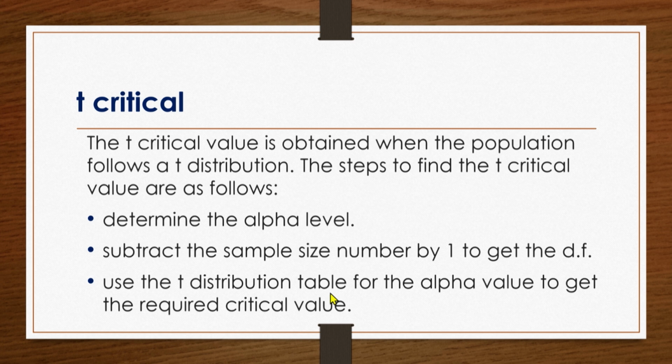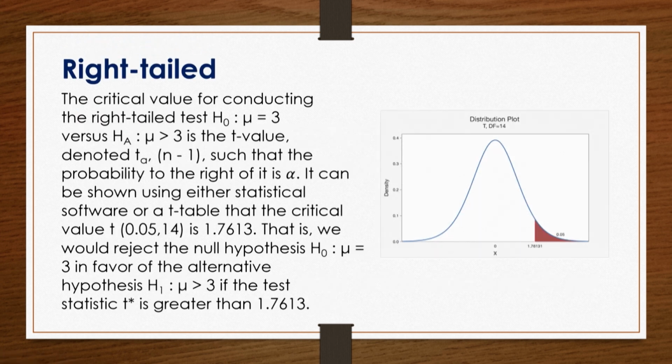Here, the steps to find the t critical values, which are already explained, are as follows. First, determine the alpha level, then subtract 1 from the sample size to get the degrees of freedom for a one sample t test. If we use a two sample t test, we subtract 1 for n1 and 1 for n2, so in total we subtract 2. Then use the t distribution table for the alpha value to get the required critical value.